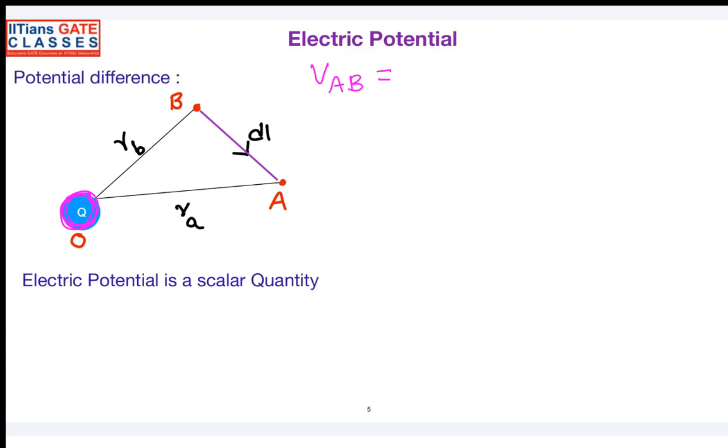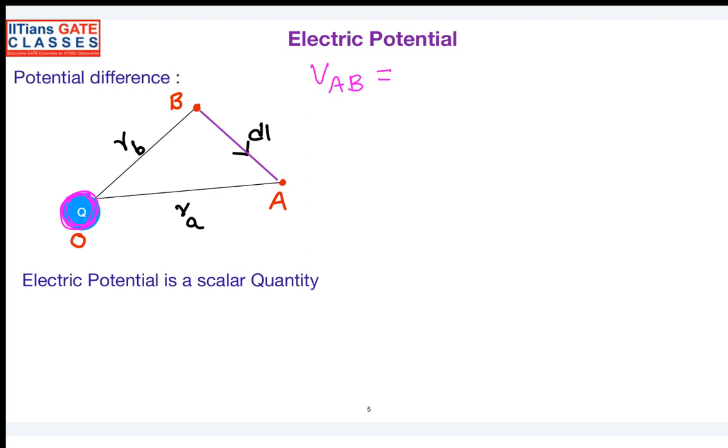VA minus VB. Somebody is saying A minus B and someone is saying B minus A. See, it doesn't matter. You remember when you are finding out the potential difference, as I mentioned, electric potential is nothing but that, right?